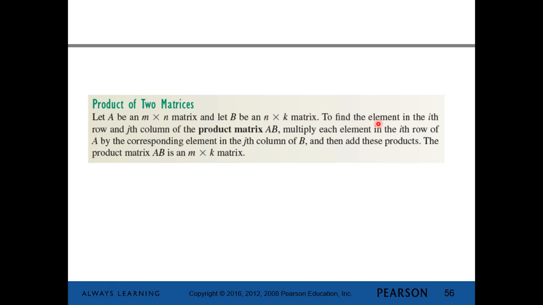To find the element in the ith row and jth column of the product matrix AB, we multiply each element in the ith row of A by the corresponding element in the jth column of B, and then add those products, just exactly like we just did. The product matrix AB is going to be an m by k matrix. Notice it's going to be an m by k matrix.